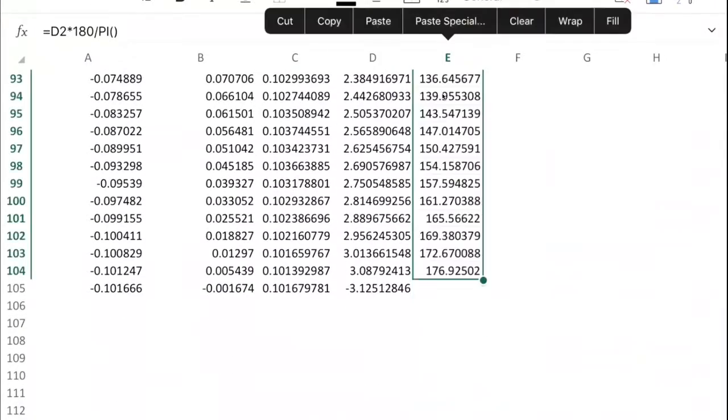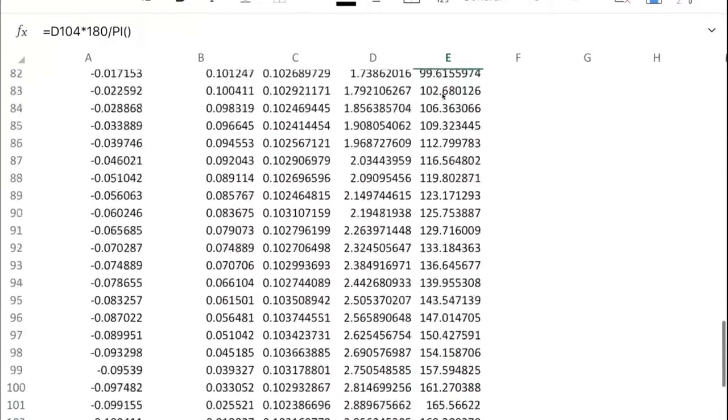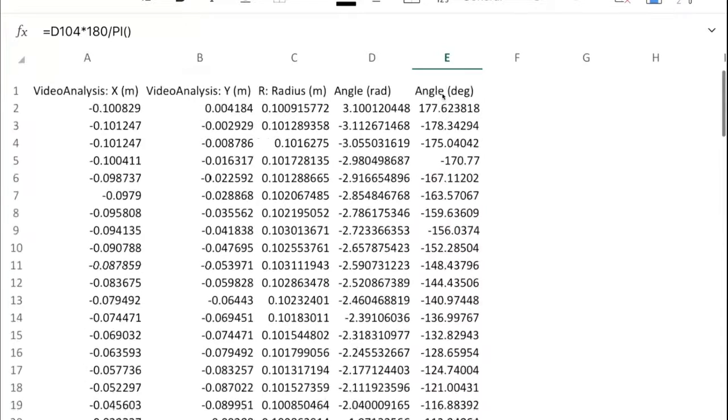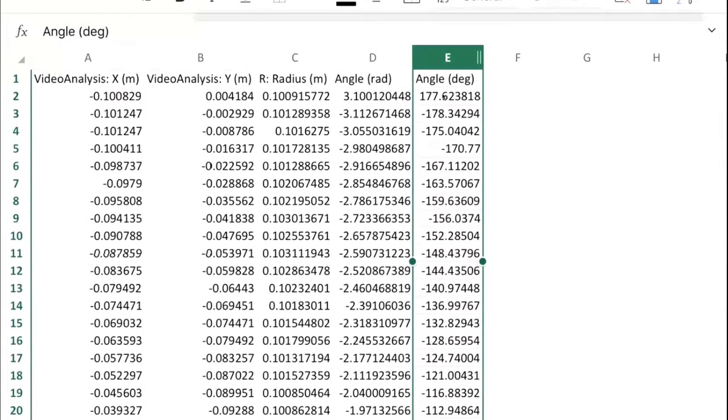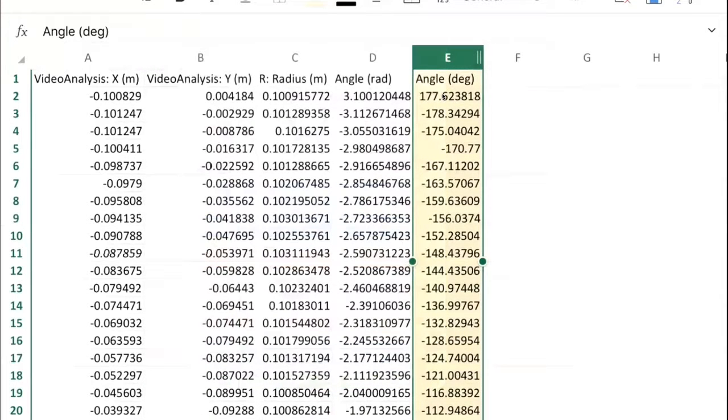Oh, didn't go far enough. All right. I didn't mean to do that. Go back one. Okay. So now it is filled, and I want you to observe the angles. If we're just looking at this column, and when I say this column, I'm speaking about column E, and I'll just highlight it for a brief moment.